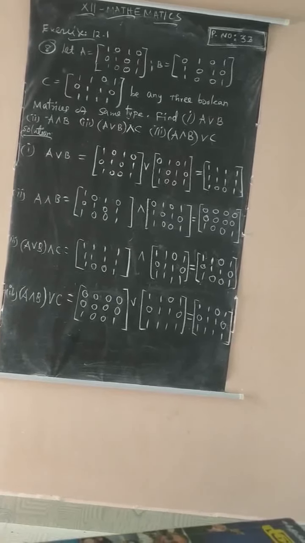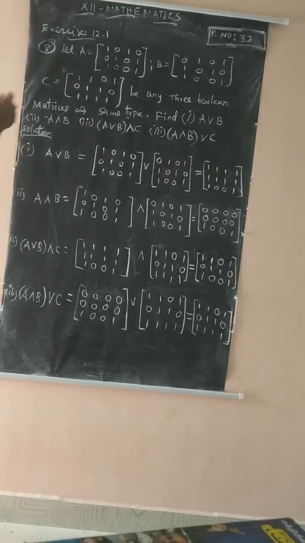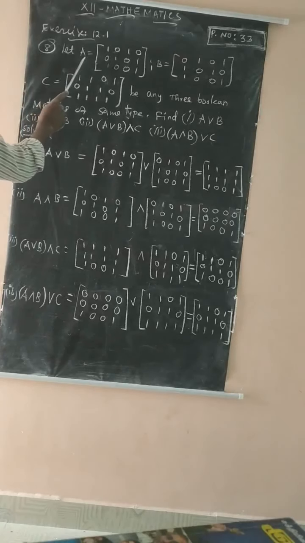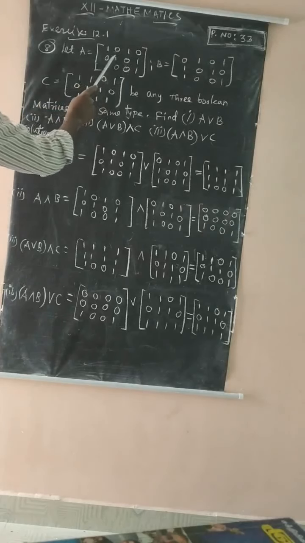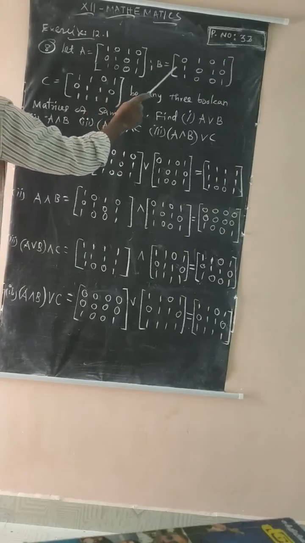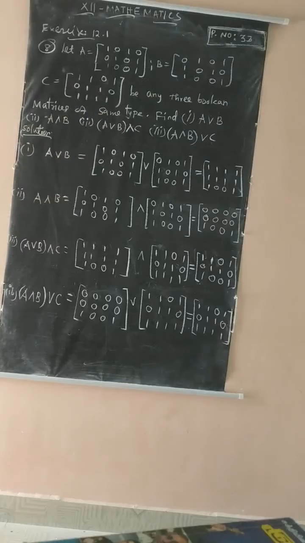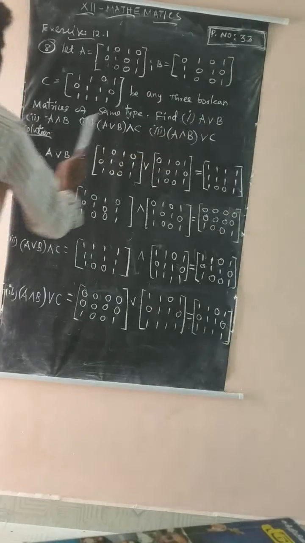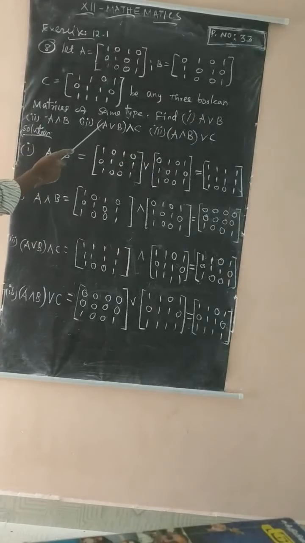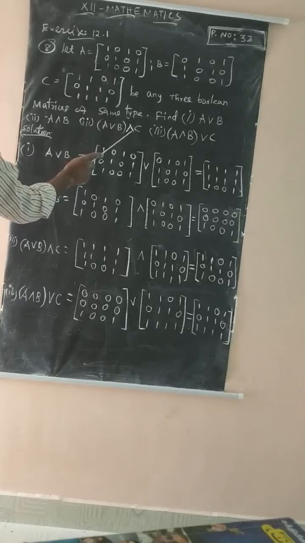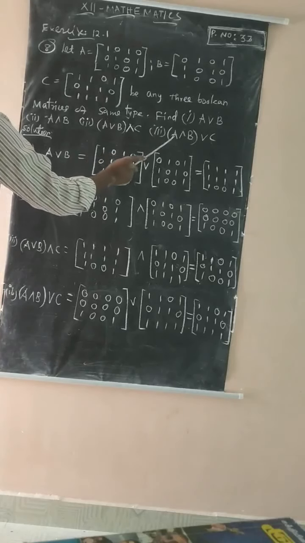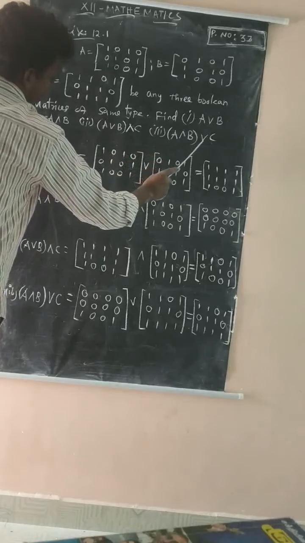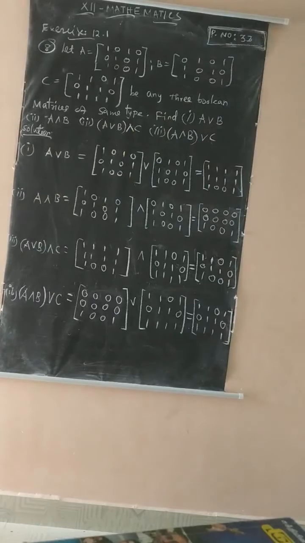Okay, students, now see exercise 12.1, 8th question. Let A equal to the matrix 1 0 1 0 0 1 0 1 1 0 0 1, B another matrix, and C another matrix, be any three Boolean matrices of same type, the same order. Find first, A join B. Second, A meet B. Third, A join (B meet C). Fourth, A meet (B join C). So solve these four questions, students.